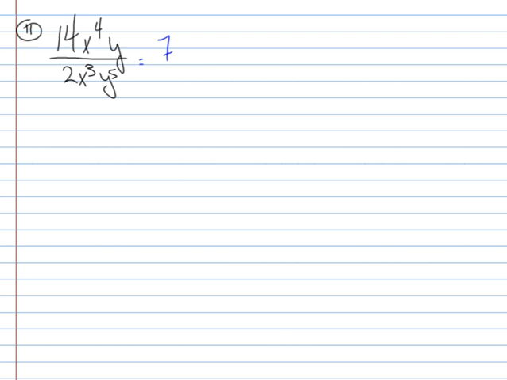Looking at my variables, looking here at my x terms, I have 4 x's on top and I have 3 x's on bottom. So therefore I have 1 x left on top. Next I have my y variable. With the y variable, I've got more of them on the bottom, so there's going to be some left on the bottom. I got 1 on top, 5 on the bottom, so that leaves me with 4 on the bottom. And Bob's your uncle.